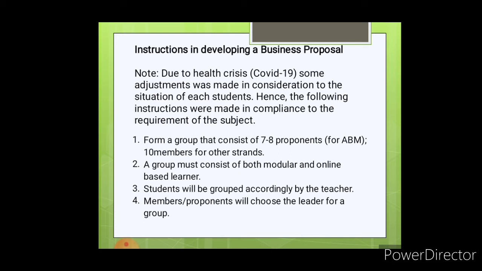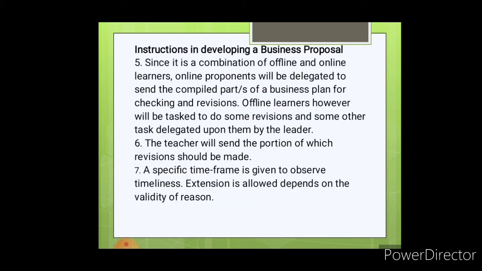Number 3, students will be grouped accordingly by the teacher, or by the group leaders or identified group leaders among themselves, because they know themselves better, especially since we are dealing with a business proposal and all of the ideas must be in common. Number 4, members or proponents will choose the group leader for the group, or probably the teacher will also choose the group leader.